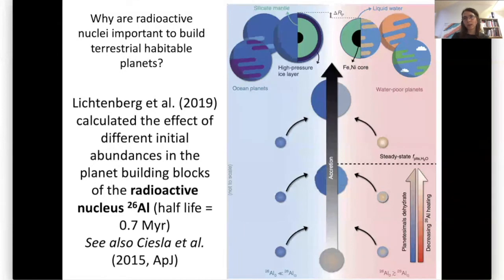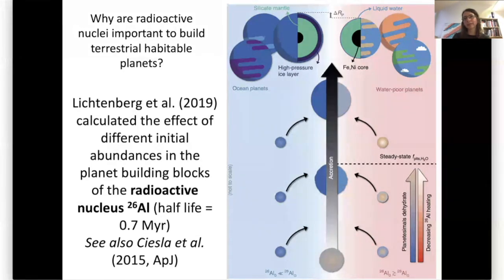But let's say instead you are in the solar system where there was a lot of these nuclei there when you were making these planets, or even cases where there is more than the amount that was in the solar system, then in this case you can see that at the same time as you accrete the planetesimals, you also heat them up and dehydrate them. So they lose water and you end up with planets like the Earth. So in one sense, we were lucky to have all these nuclei in the early solar system.